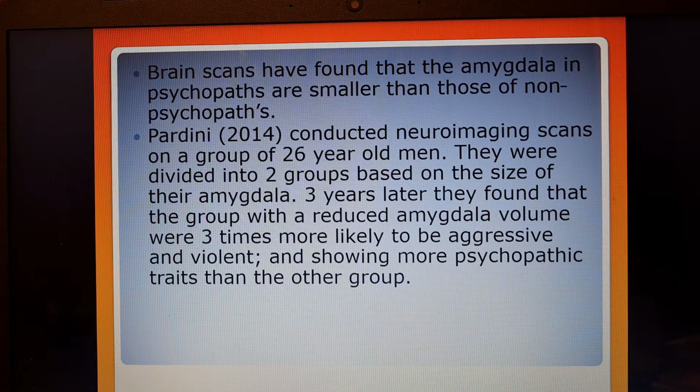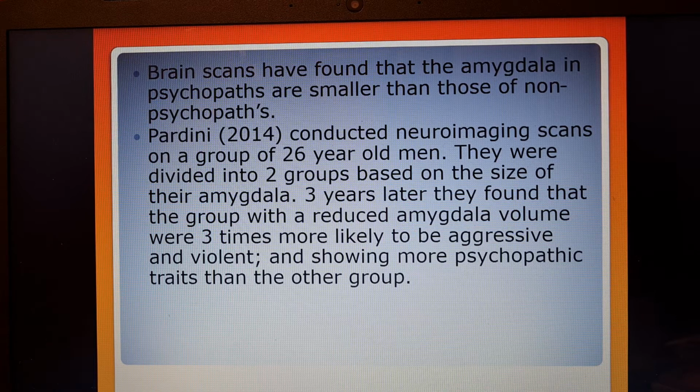Furthermore, brain scans are obviously a scientific research method that has been used to look at parts of the brain. So brain scans have found that the amygdala in psychopaths are much smaller than those of non-psychopaths. So that's quite interesting, because obviously the size of the amygdala could also play an important role in this.